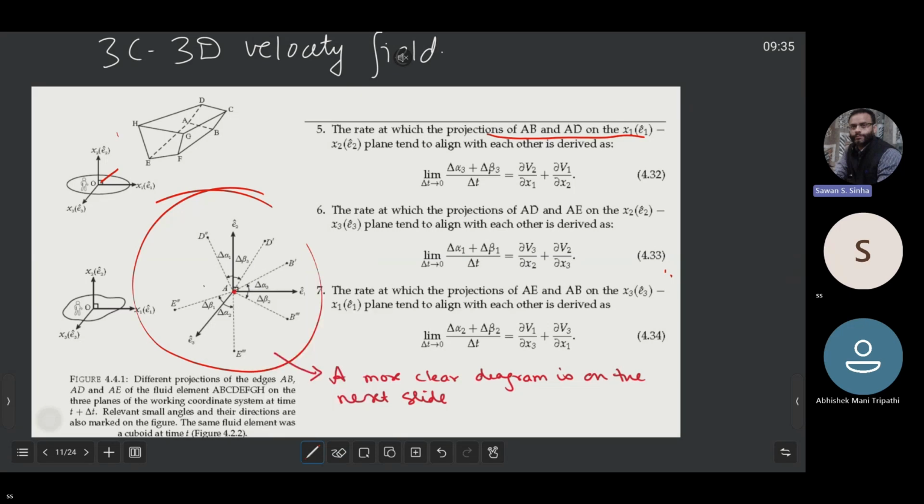So you consider a plane containing point A and this E1 and E2. On that plane, B is somewhere here actually, but I'm taking the projection of B here. D is somewhere here, I'm taking the projection of D here. So this is B prime, this is D prime, and then I called this angle as delta alpha 3 and this angle as delta beta 3. So the rate at which projections of AB and AD are collapsing towards each other on this plane is defined this way, and will turn out to be this.